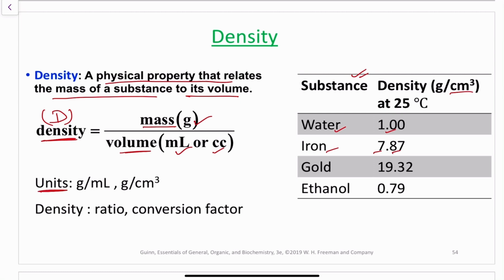And what is the unit of density? If you see over here in the formula, density equals mass over volume. Mass is in gram, volume can be in milliliter or cubic centimeter. These units cannot cancel out. So that's why you have gram on the top, mL on the bottom. So the unit is grams per mL or grams per cubic centimeter. So remember this, the unit is grams per mL. We can also use density as a conversion factor, like we discussed in dimensional analysis, and we're gonna see how we can use the density in the form of a conversion factor, right?